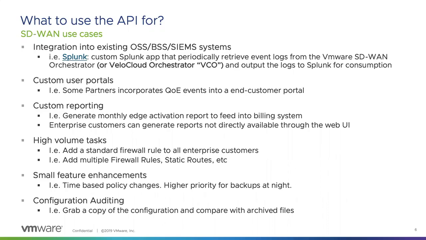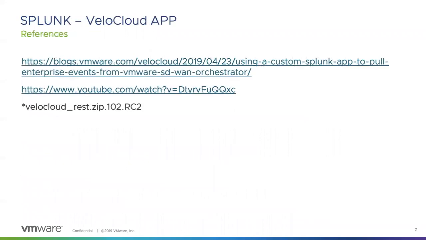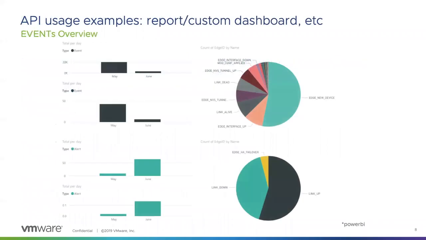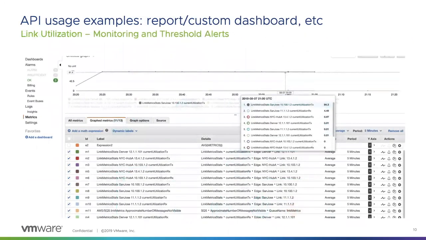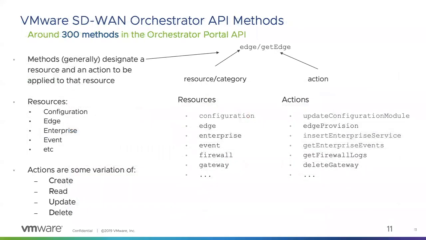You could use it to do small feature enhancement. Let's say today we don't have time-based policies, right? So you could actually make API calls, put this into a script that applies business policies and reverts them in a certain time. So this can easily be done. And other examples like getting configuration, comparing, etc. I added further slides here of how that looks. I'm not gonna go through it. This is different tools using it, Power BI, etc.